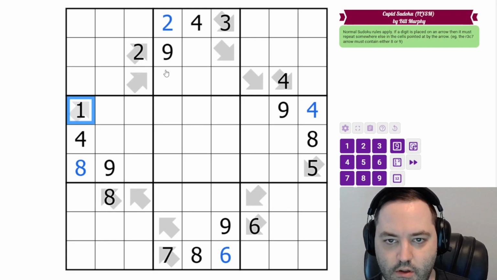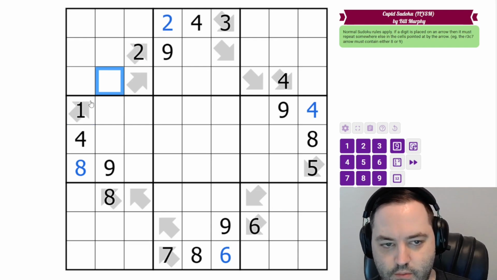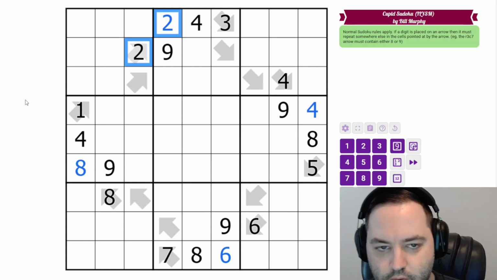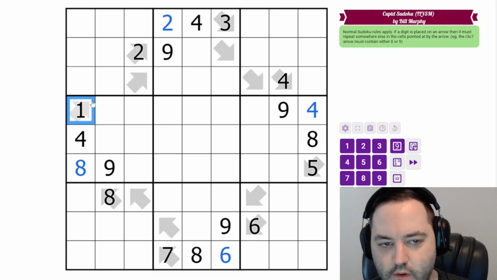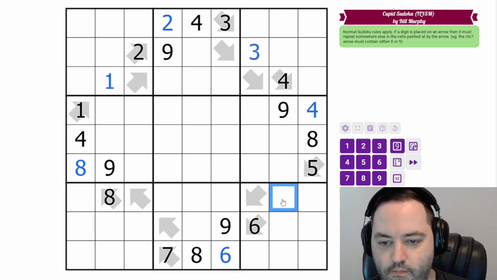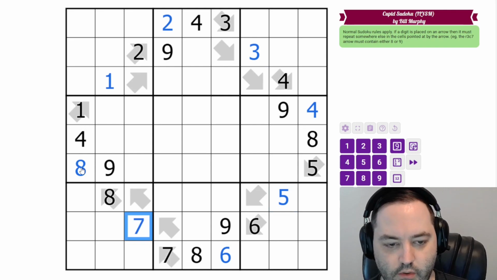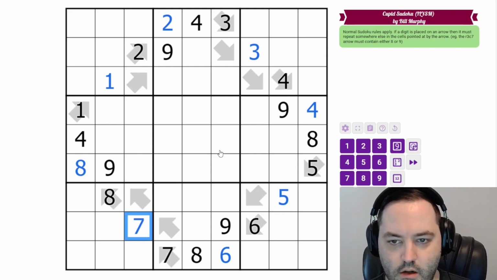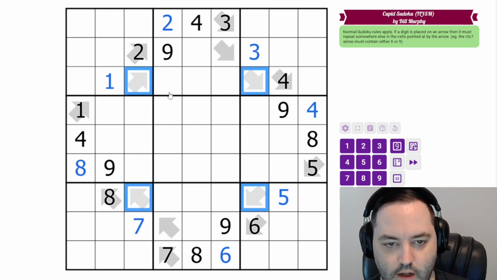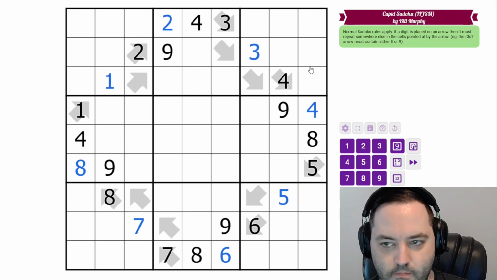The next place to look is this 1. This is a 3-cell diagonal. However, we've already filled 2s in 2 of those cells, so the only place left for this 1 is here. The 3 can only go here, 5 can only go here, and the 7 can only go here. Now we're going to look at these arrows, one of which was the example.